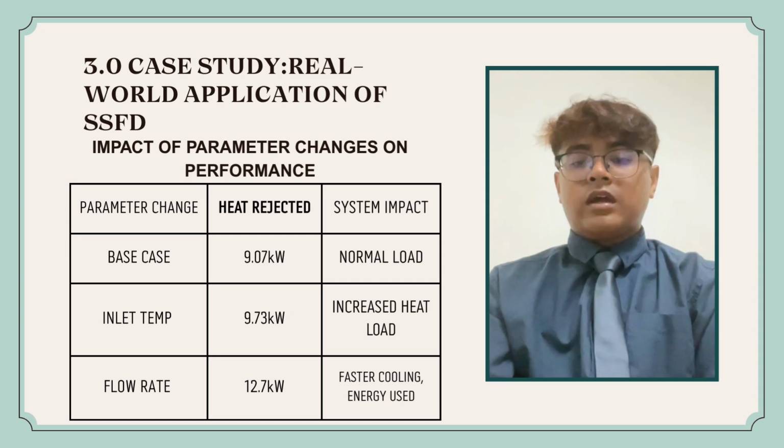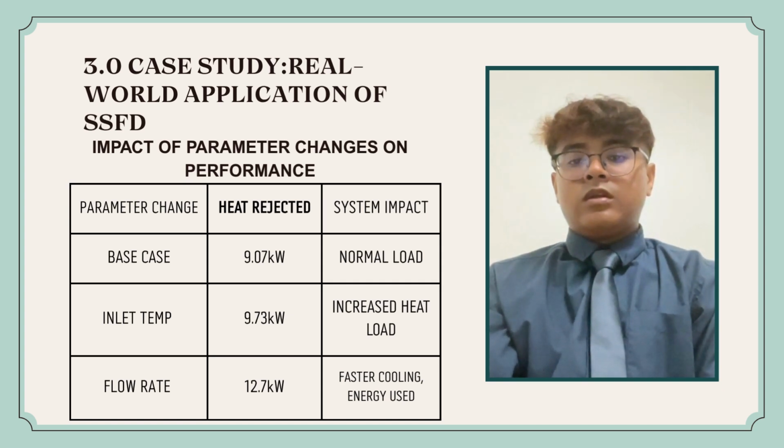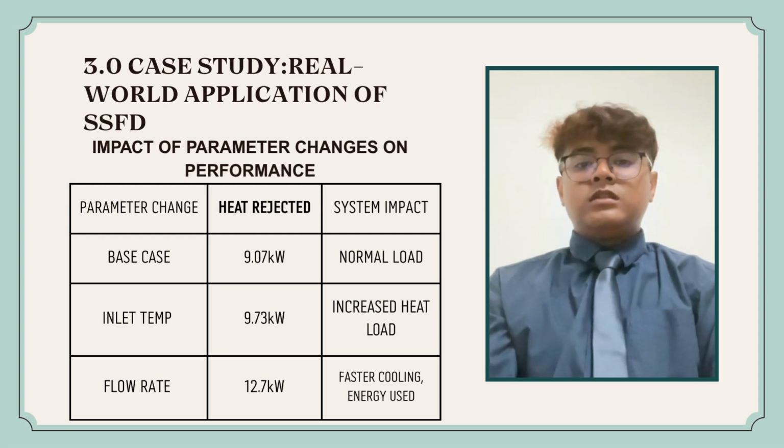surface area is insufficient. Now, if we increase the mass flow rate to 0.07 kg per second, the heat rejection rises to 12.7 kilowatts. This results in faster cooling, which can be beneficial, but it also increases energy consumption and may require bigger components or better airflow.